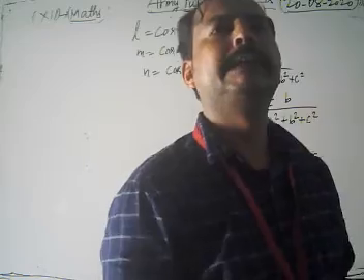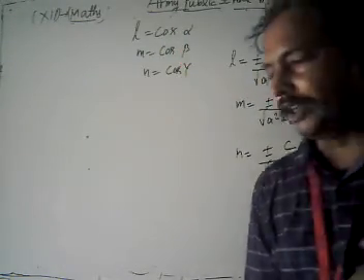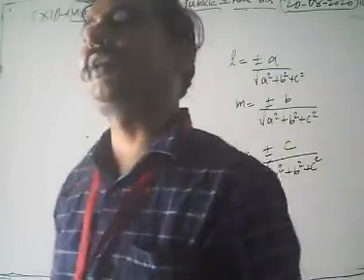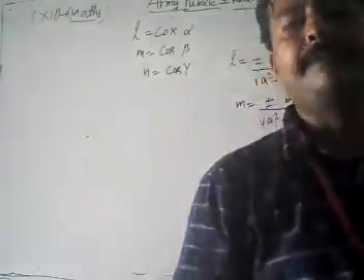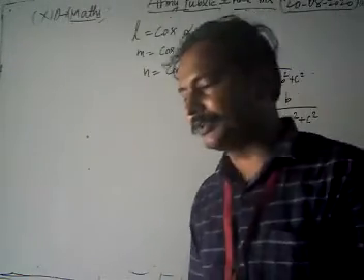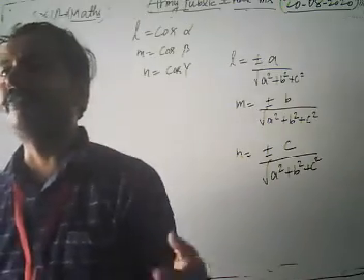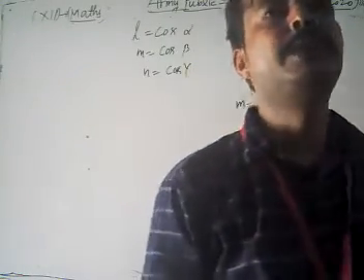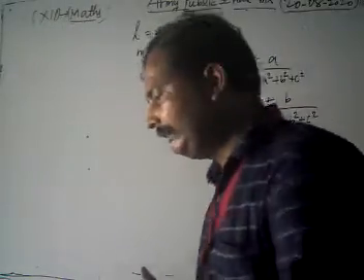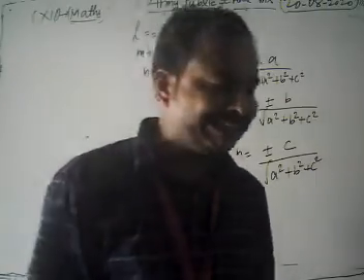We have seen that l square plus m square plus n square is equal to 1. Then we also verified that cos square alpha plus cos square beta plus cos square gamma is equal to 1. Then we found that sin square alpha plus sin square beta plus sin square gamma is equal to 2. And we also verified that cos 2 alpha plus cos 2 beta plus cos 2 gamma is equal to minus 1, where alpha, beta, gamma are the directed angles.